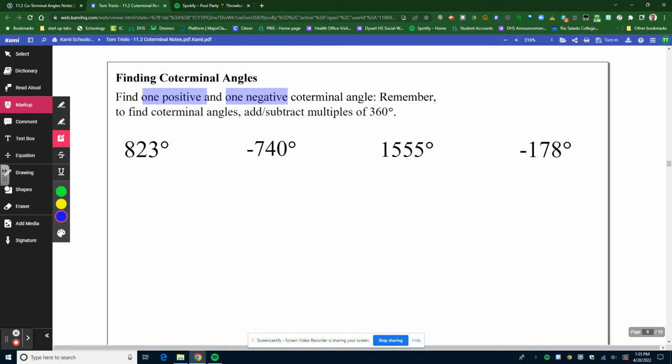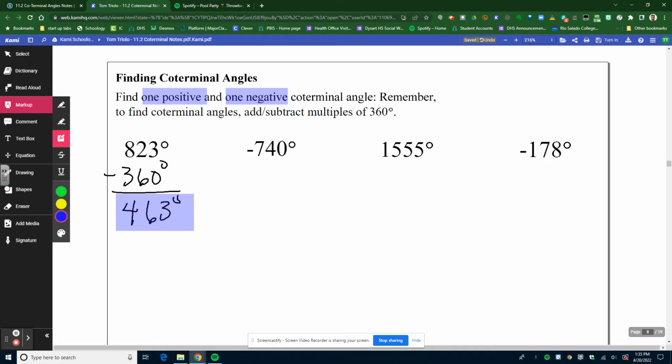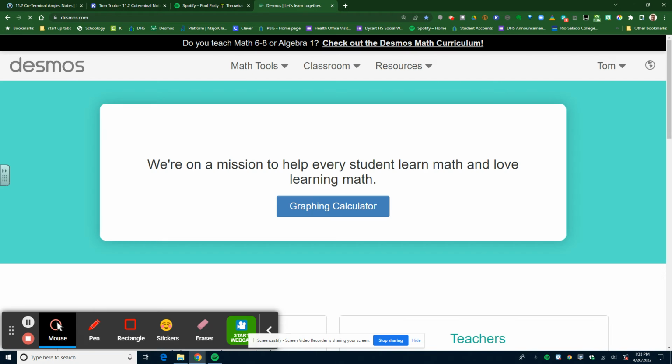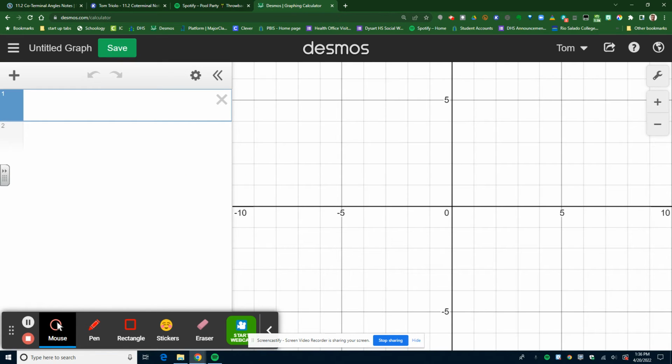If you want to keep it a little easier on yourself, just subtract 360. That gives me 463. So that would be my one positive. But to get my one negative, I can't subtract 360 once. I've got to subtract it twice. So you might want to open up Desmos, starting with 463.